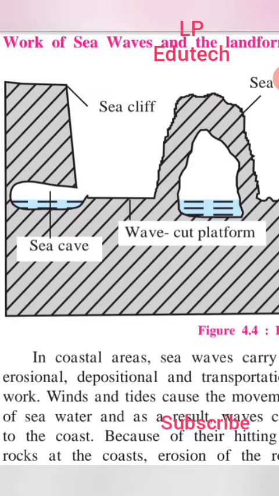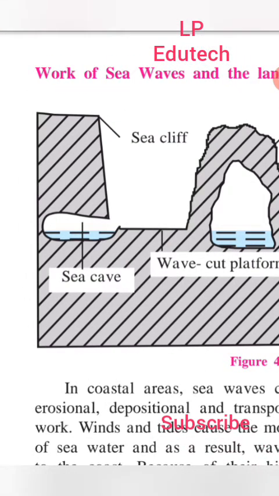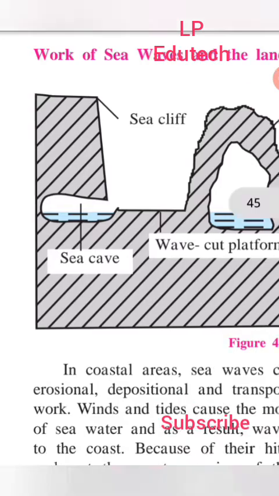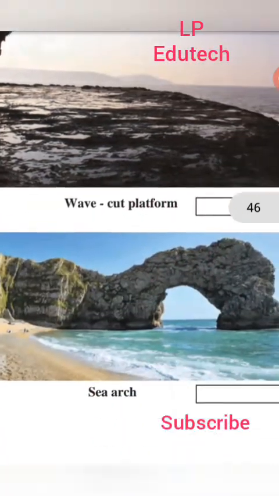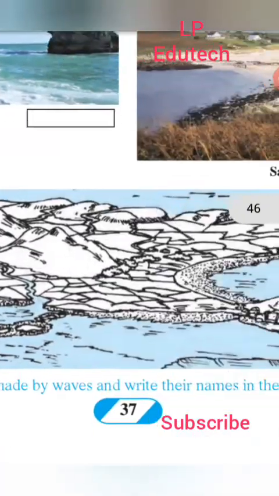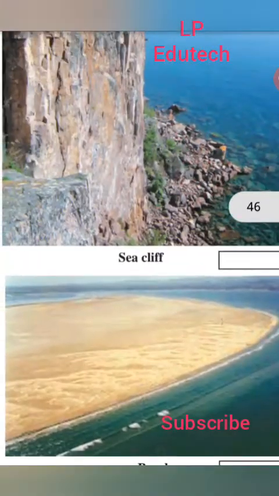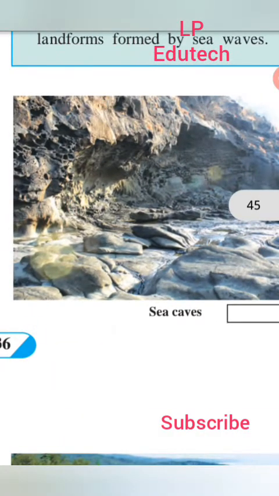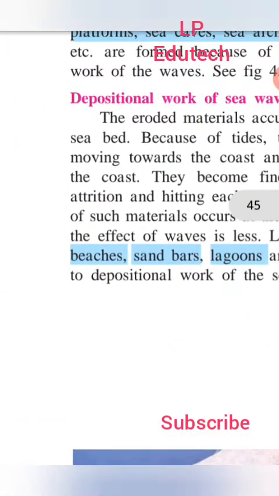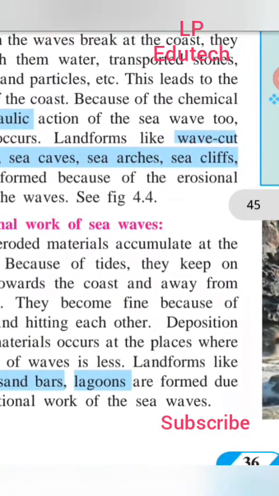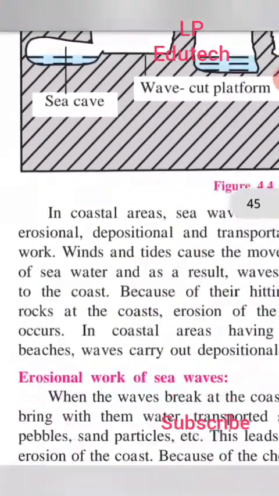Mostly wave cut platforms are seen at the base of the sea cliff. At the base of the sea cliff, we can easily find the wave cut platform, and this is the erosional work done by the wind as well as by the sea waves. So sea cliffs are formed. This is the lagoon, wave cut platform, sea arc, and here we can find the sea waves. Here are sea caves. So next part. What is the next term? Sea cliff. This is what we just saw, the sea cliff.